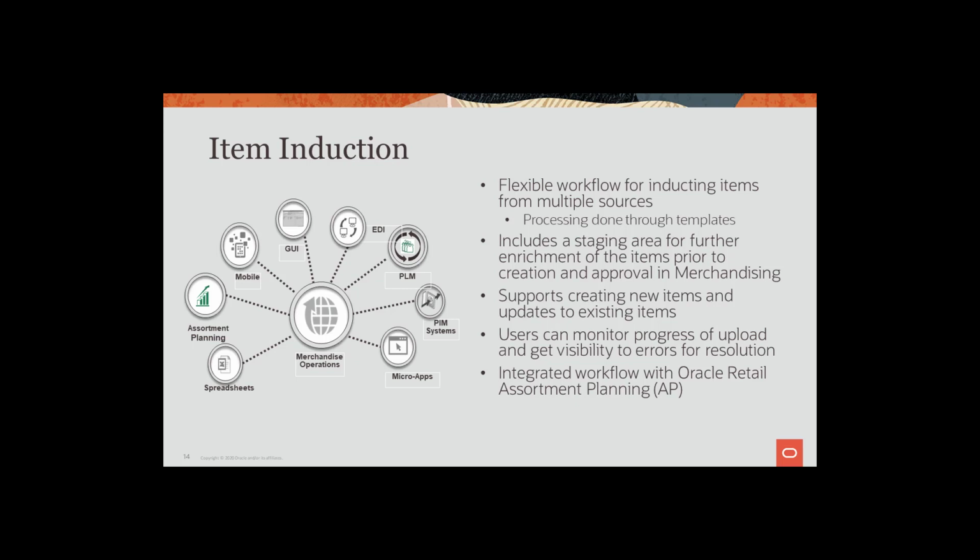Item induction uses templates for both automated integrations with other systems as well as manual updates and downloads of data. This allows retailers to configure the data being uploaded or downloaded to meet their technical or business needs based on the source or destination. Item induction also supports an integrated workflow with Oracle Retail Assortment Planning, which includes the ability for AP to request item numbers from merchandising.